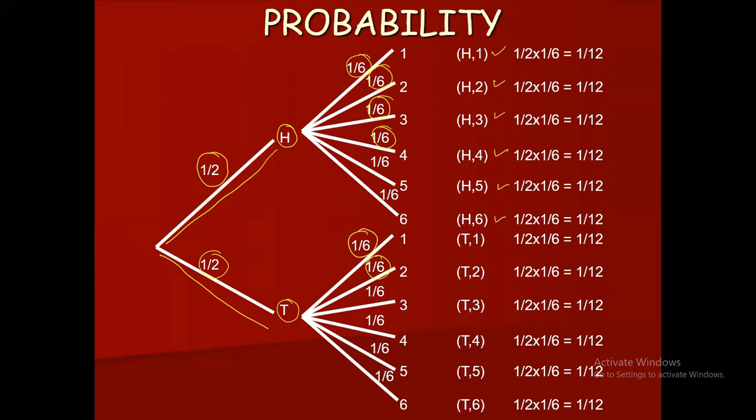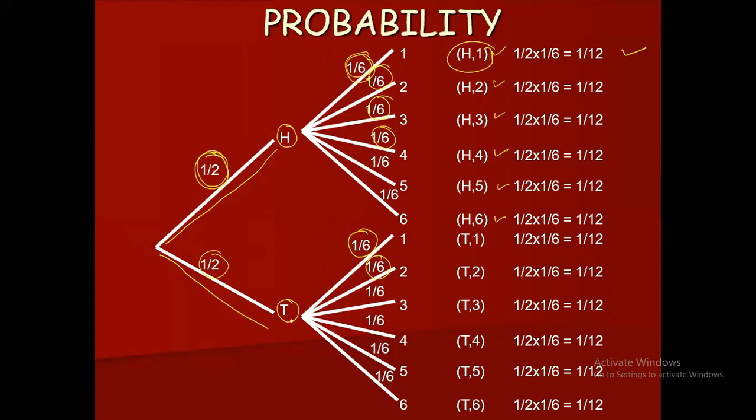How can we find out the probability of an outcome in a tree diagram? Now we want to find out the probability of H1. We will simply multiply the probabilities on the branches. H has the probability 1 by 2 and 1 has the probability 1 by 6. So the probability of H1 is 1 over 2 into 1 by 6, that is 1 by 12.